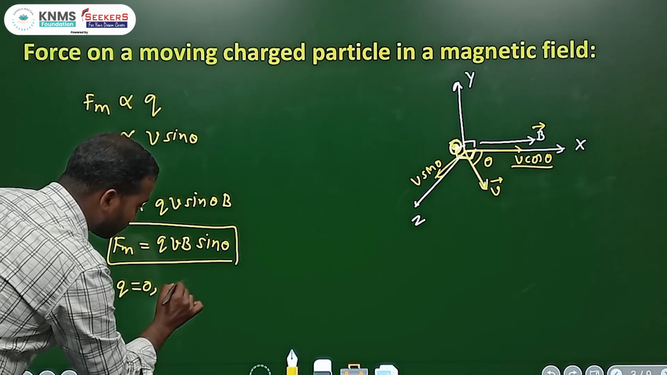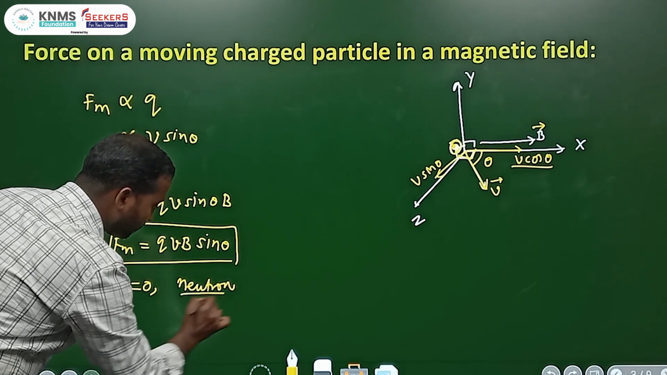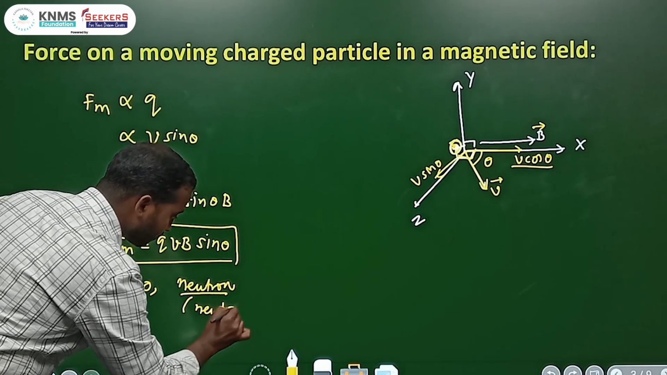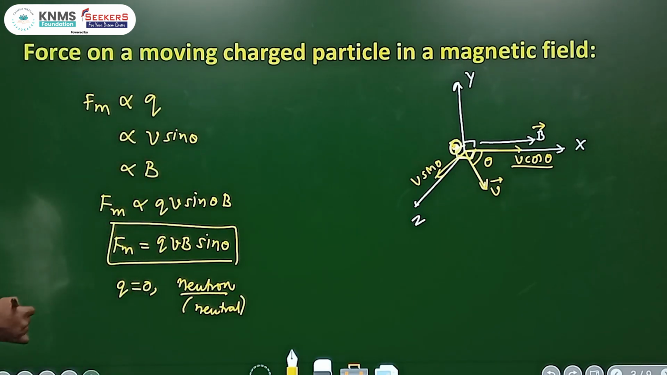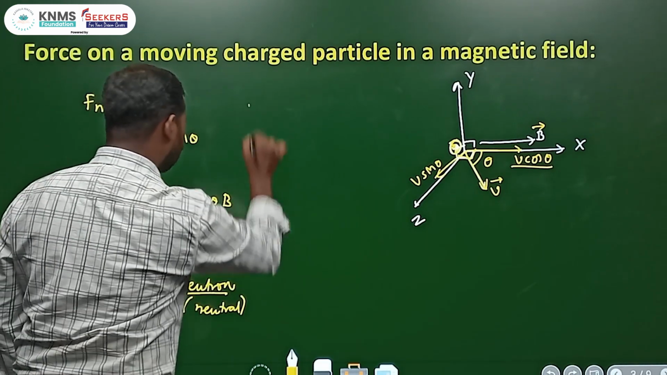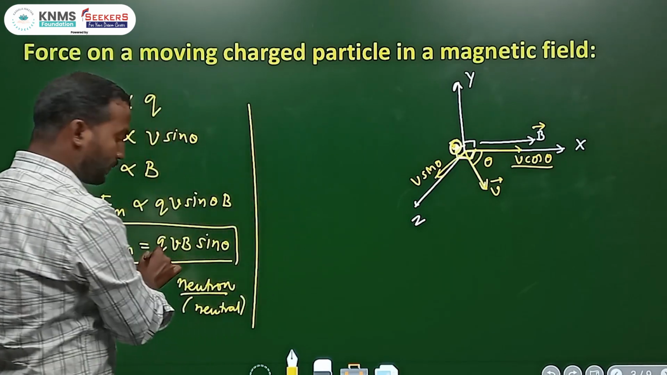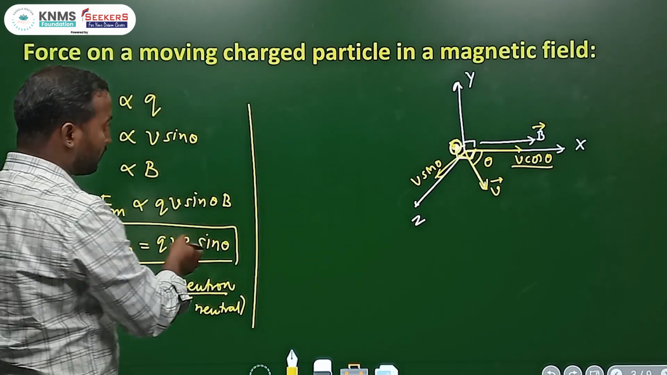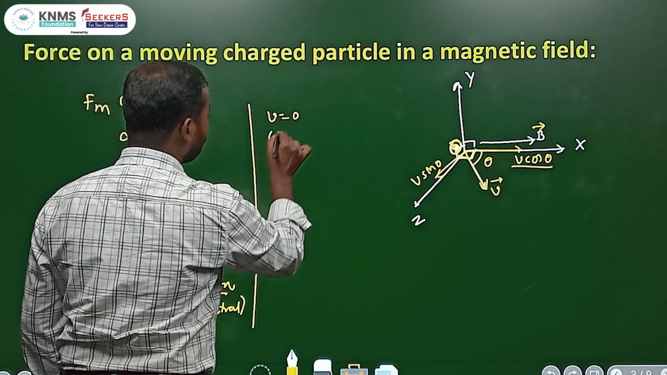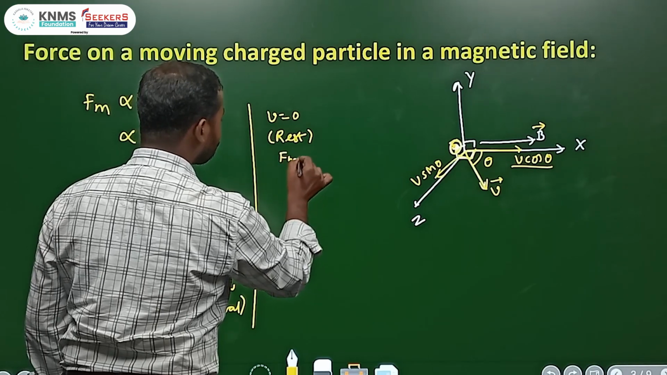For example, if you take a neutron or some particle which has zero charge, then it will experience no magnetic force even though it is moving in the magnetic field. Similarly, even if charge and magnetic field are there, if the velocity is 0, that means the particle is at rest, then the magnetic force will also be 0.